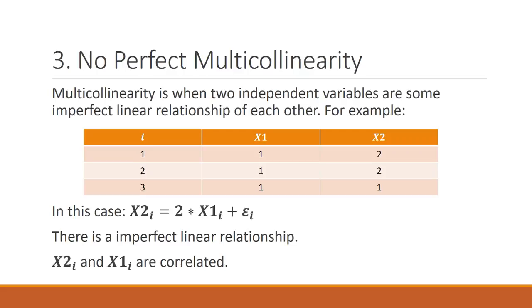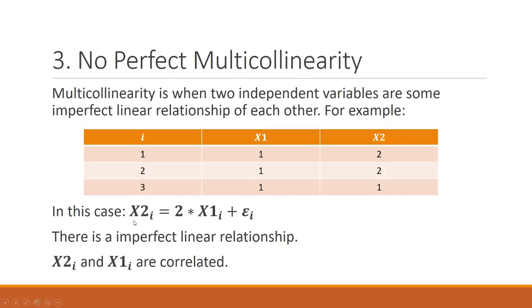All right. So here is the example again. x1 equals 1 for all 3. x2 is 2, 2, and then 1. So in this case, x2 equals 2 times x1 plus some error term. There's some differences between them. So you don't get x2 just by multiplying x1 by 2. Because, in this case, the error term would be 0. In this case, the error term would be 0. But in this case, the error term would be negative 1.